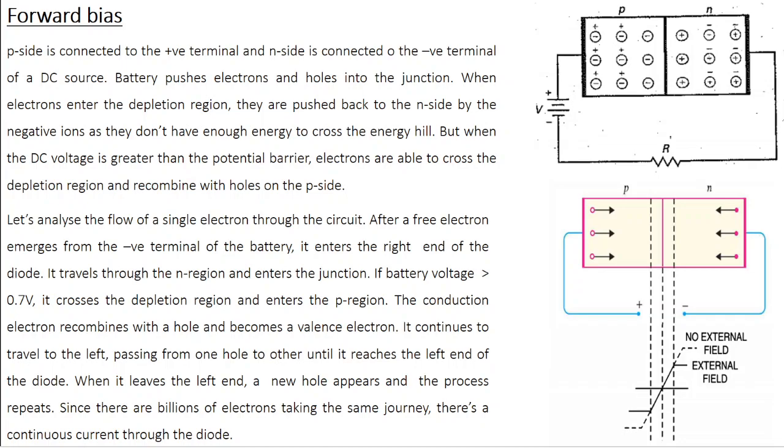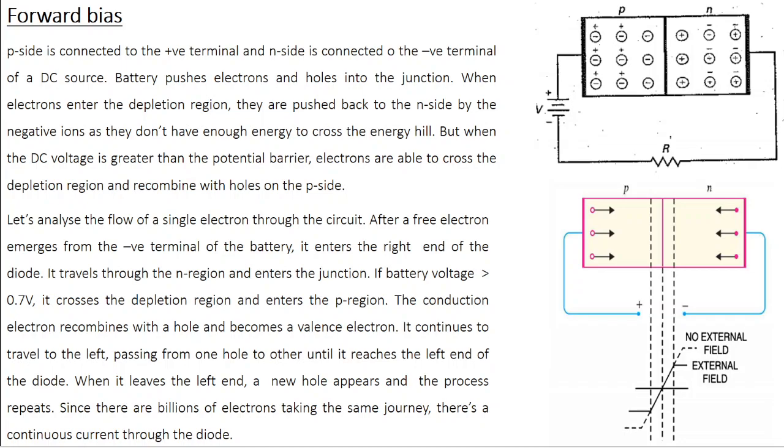When you join a P type and an N type semiconductor, in between there is a PN junction where a depletion layer is formed, which is devoid of any free charges, and as a result the energy difference between the P and N side increases. In other words, there is an energy hill formed between the P and N side, and the free electrons on the N side do not have sufficient energy to cross this energy hill. As a result, the flow of free charges across the PN junction stops.